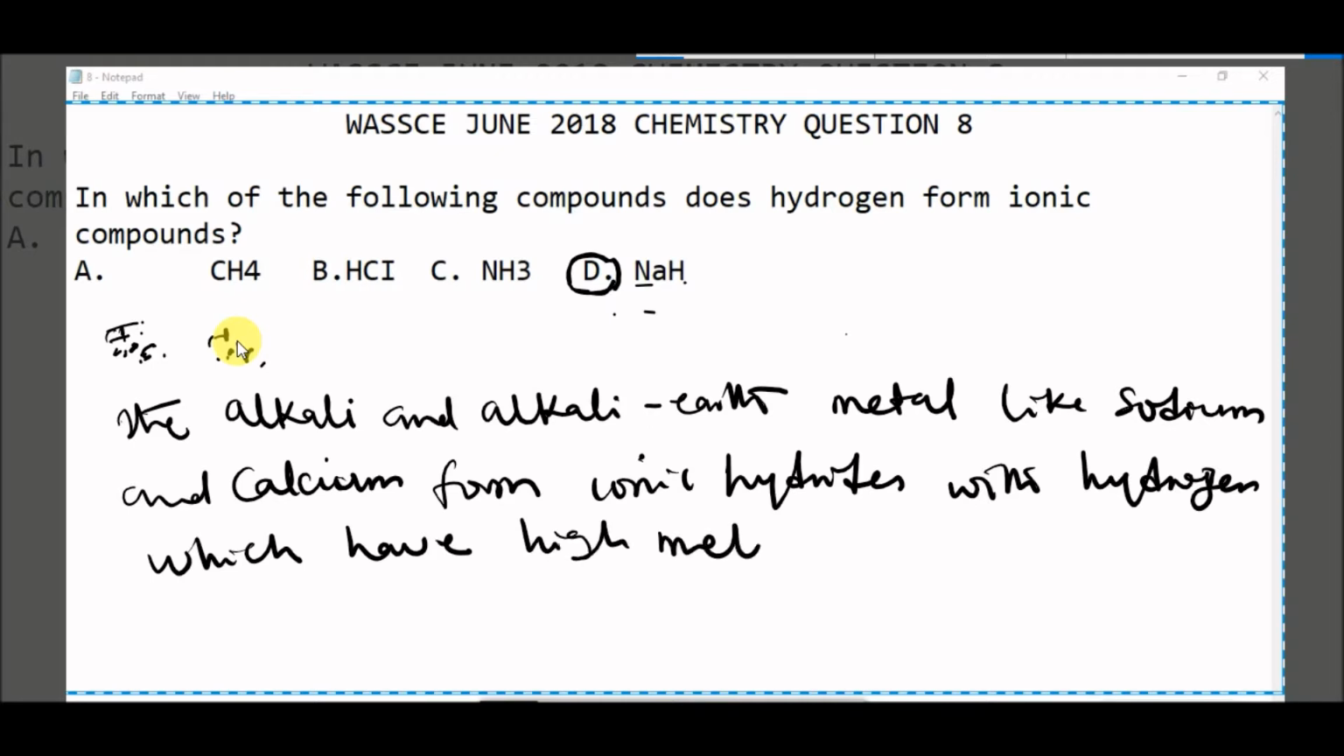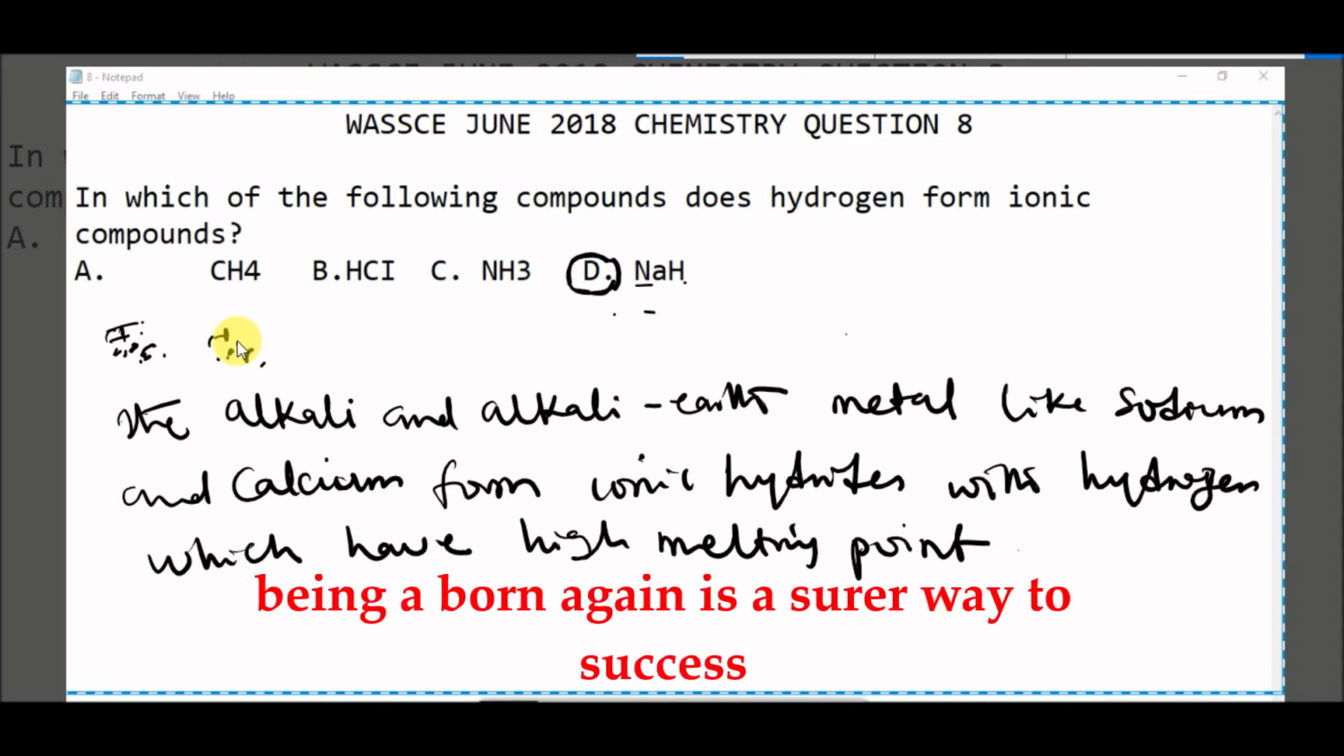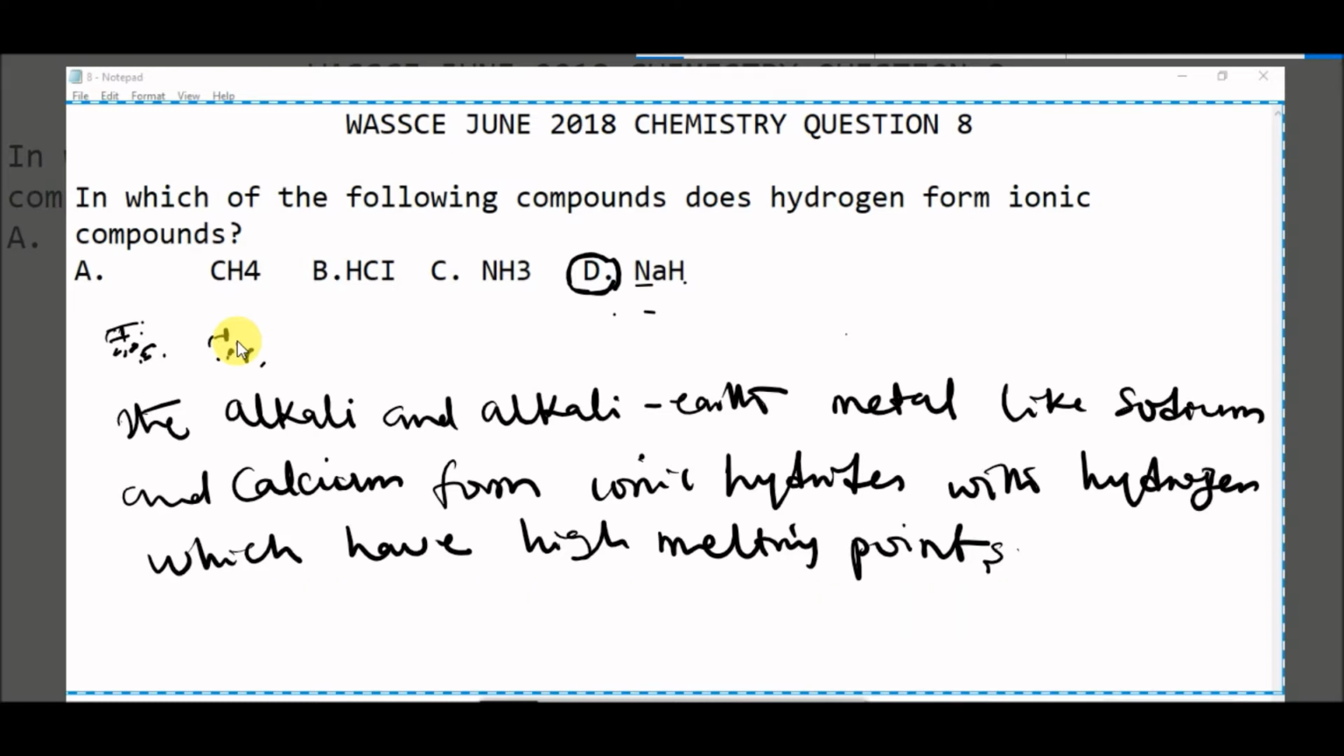And the properties of these hydrides is that they have high melting points. I like giving you more points whenever I'm answering a question, so that even if another question might ask you the properties of the hydrides formed, you learn a lot of things. So that's why I don't just give the answer, but I also give explanation on other things surrounding the answer, so that anyhow you get the question, you will be able to answer.